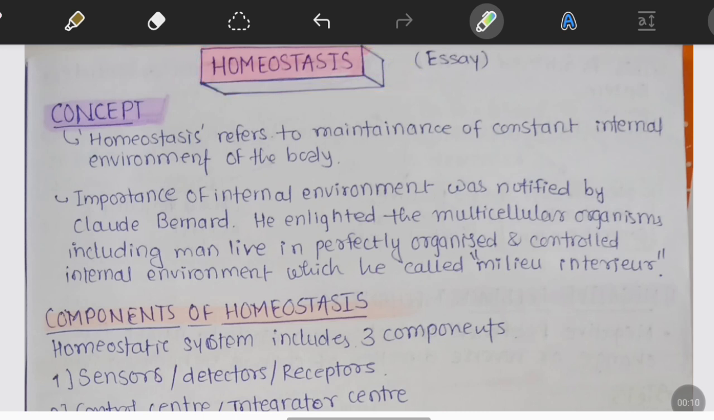So what is the concept of homeostasis? Homeostasis refers to the maintenance of a constant internal environment of the body. For example, how are our blood sugar level or temperature level maintained? It's maintained by homeostasis mechanisms. Let's discuss more. It was noted by the scientist Claude Bernard, and it's also called milieu interior.